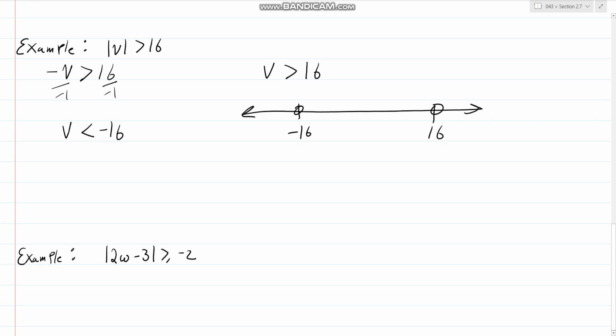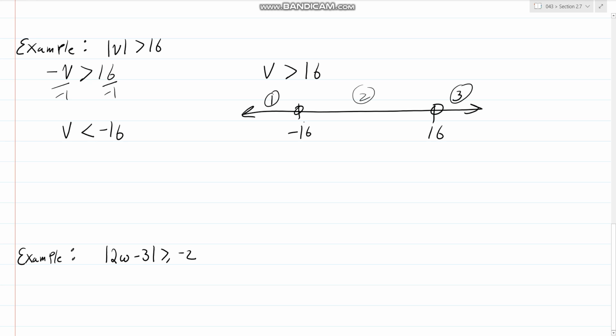And you want all of the values that are less than -16. So we're interested in this region here, region 1. All the values that are greater than 16, we're interested in this. I'll call it region 3, and this would be region 2. We know that -16 and 16 is not actually going to work. You can see that if you plug that in, it's not going to equal 16, so it's not greater than 16.